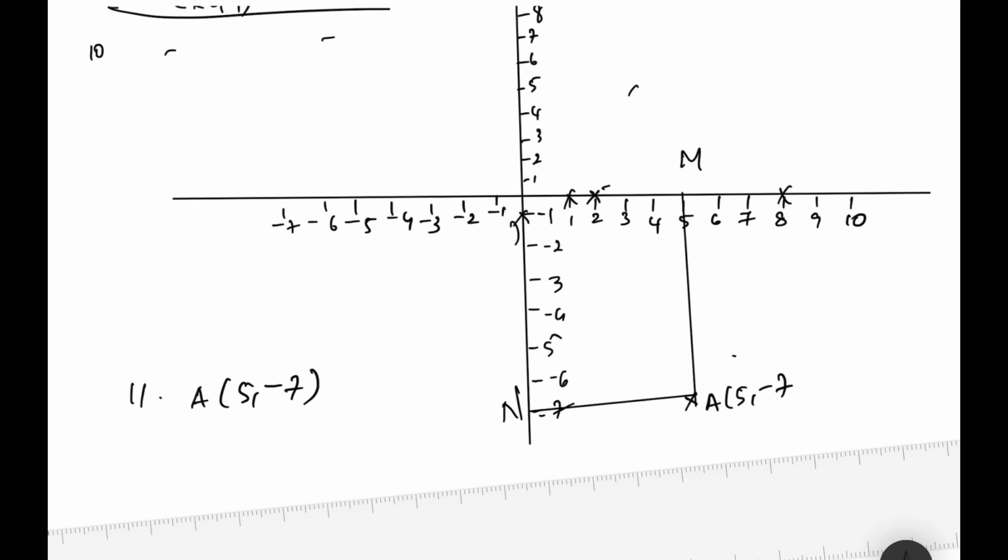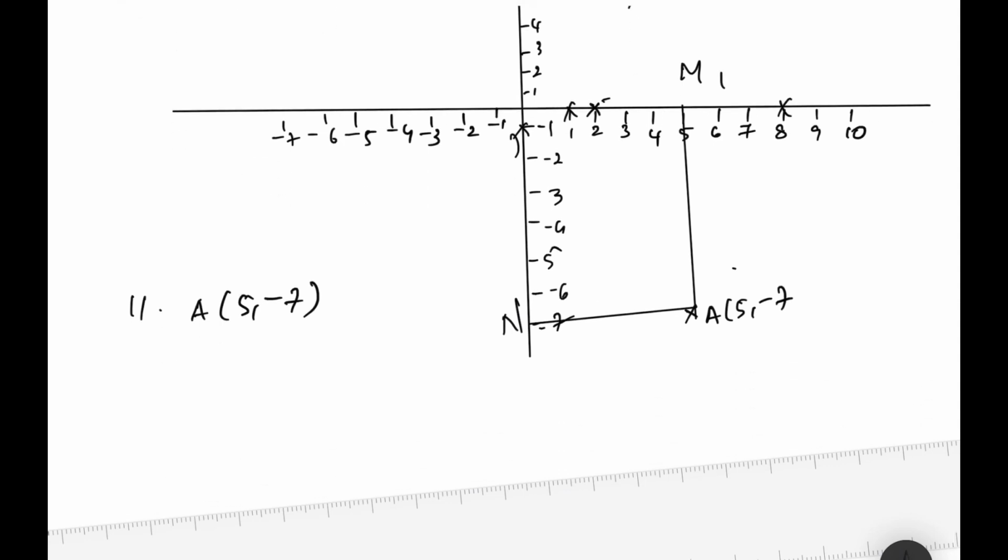Write the coordinates of M and N. So what will be the coordinates of M here? (5, 0). N will be (0, -7), since -7 is on the y-axis. Hope it's clear, children?